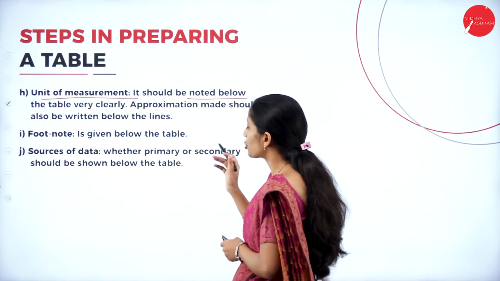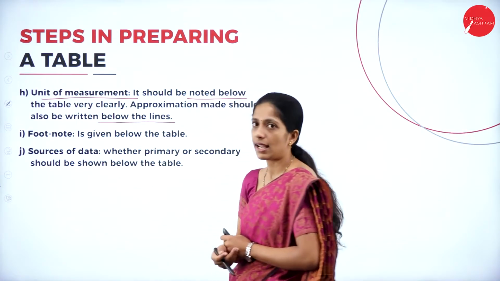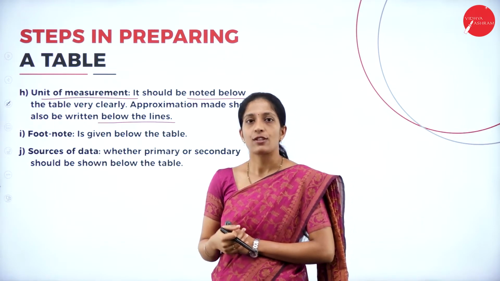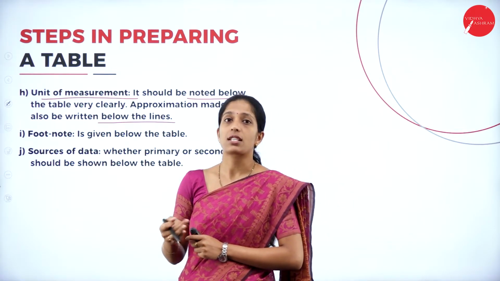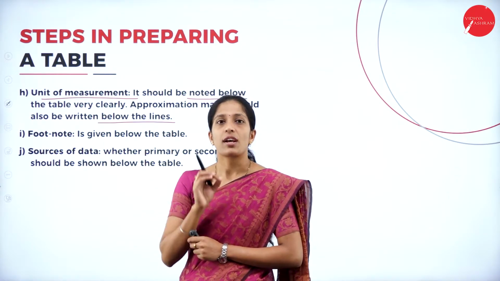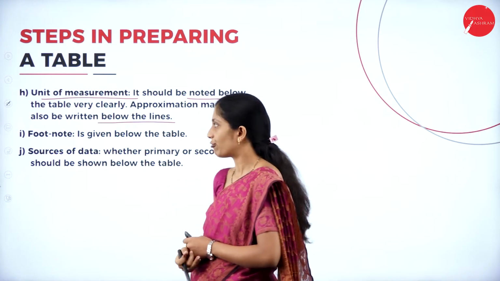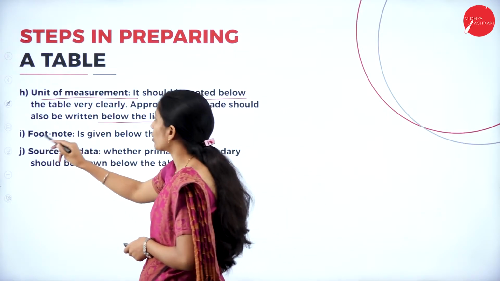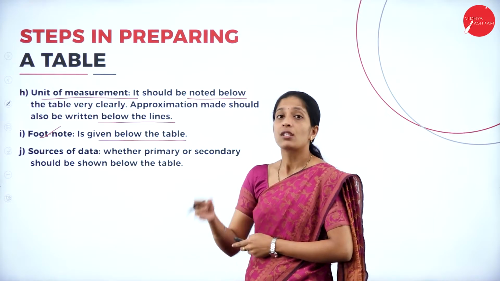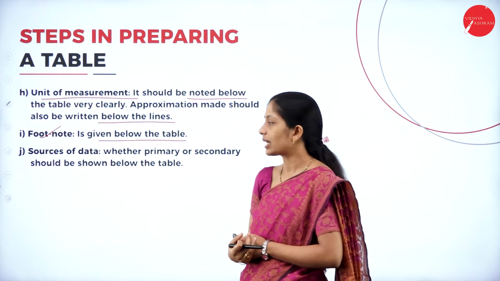Approximation made should be written below the lines. As I've already told you, the unit of measurement should be there. It may be in terms of kgs, rupees, or hours. Everything has to be written carefully. Next one is footnote. Footnote is given below the table. As I've already showed you, the footnote has to be written below the table.